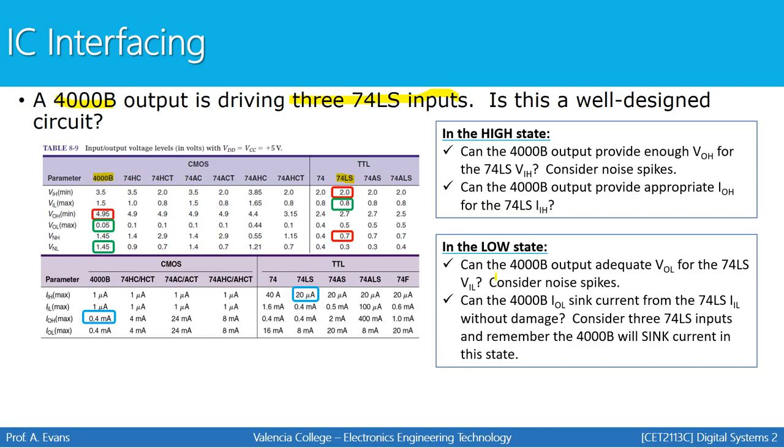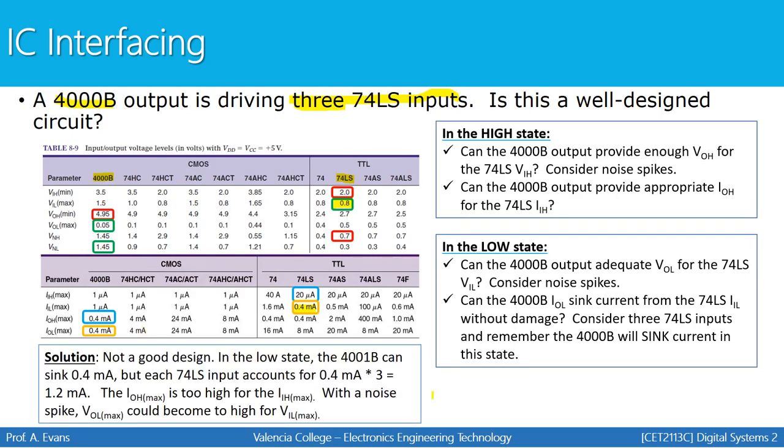When it comes to voltage compatibility, we can see that the 4000B will have a low-level output voltage of 0.05 volts, but with a noise spike, that could get as high as 1.5 volts, which is going to be too high for the low-level maximum voltage for your load. So that's definitely an issue. Also, take a look at the current. The 74LS is going to sink 0.4 milliamps times 3. And that would be 1.2 milliamps, but the 4000B can only accept 0.4 milliamps. So we have another issue here.